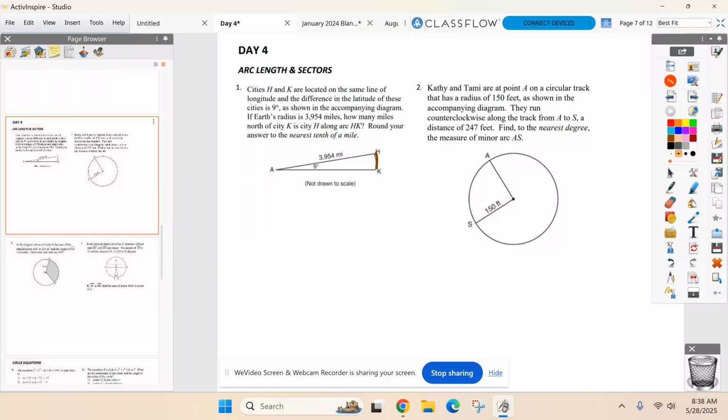All right, so first formula for today to review, how to find arc length. Length of an arc. Actually, it's more than a couple formulas we'll need. It's going to be the measure of the arc over 360. I'm going to see if you guys can help me with the rest of that formula.